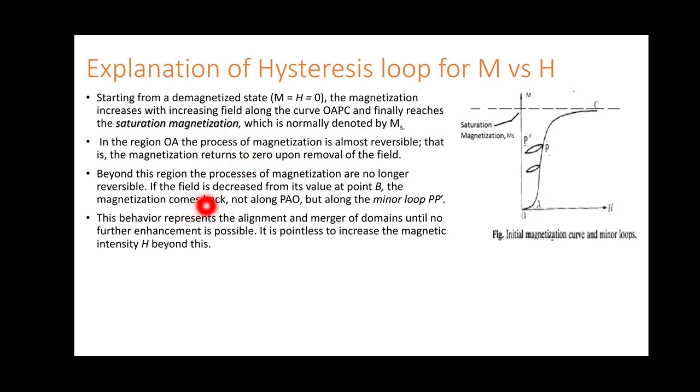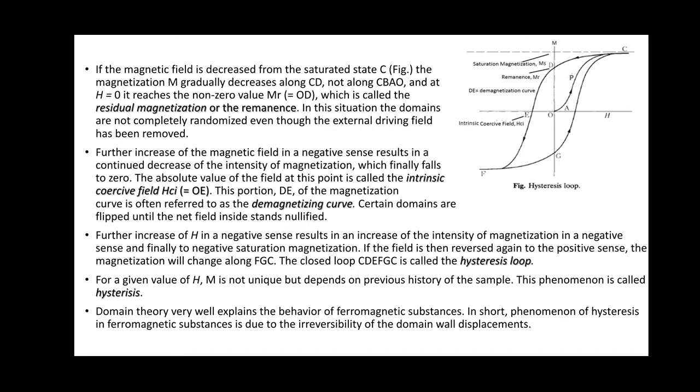If the field is increased from its value at the point B, then decreased at point P, the magnetization comes back not along POA but along the minor loop PP'. This behavior represents the alignment and merger of domains until no further enhancement is possible. It is pointless to increase the magnetic field H beyond this because magnetization does not increase. This is the case of saturation.